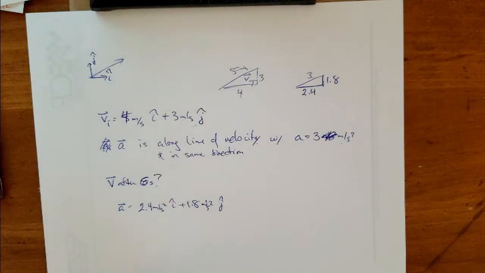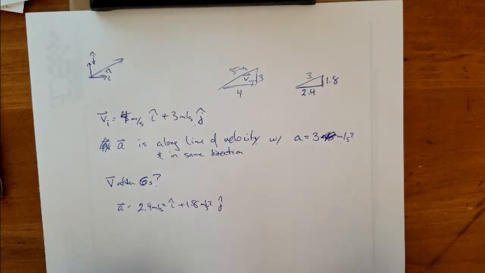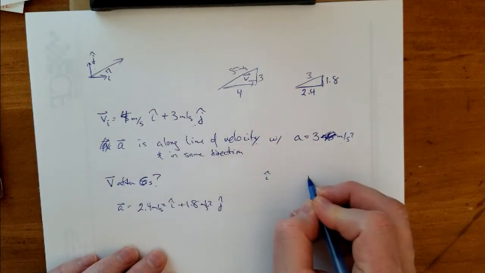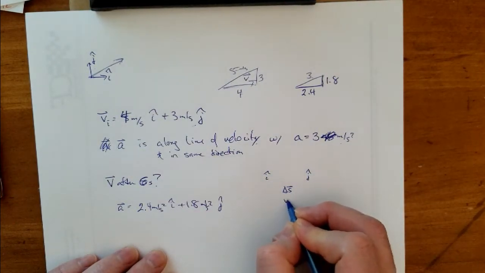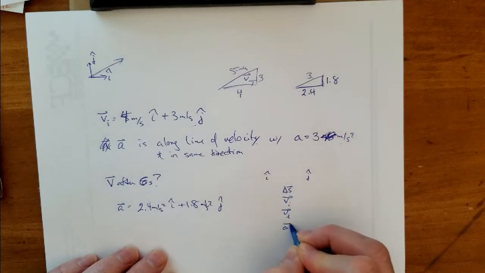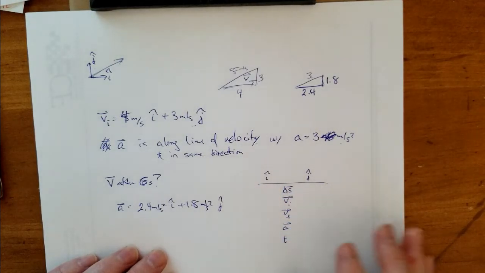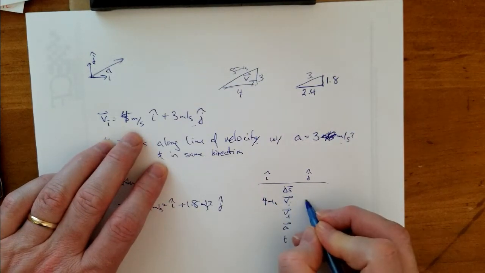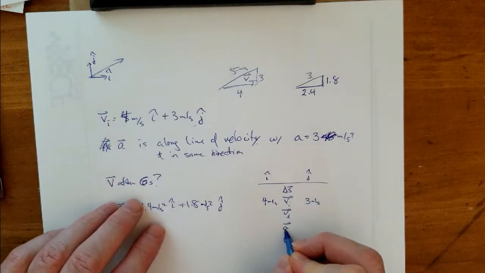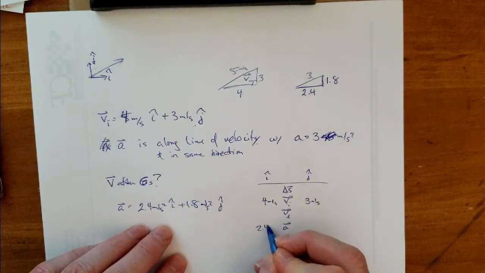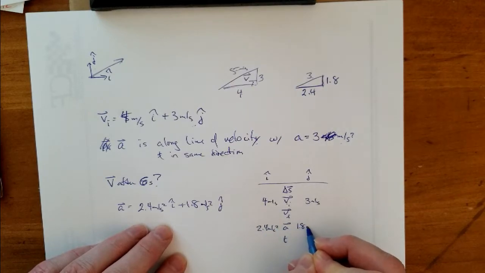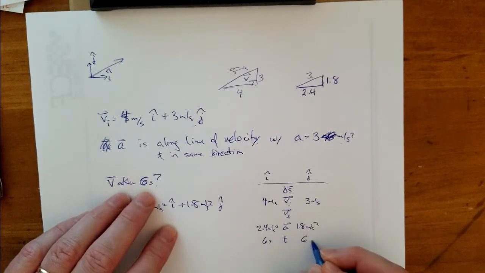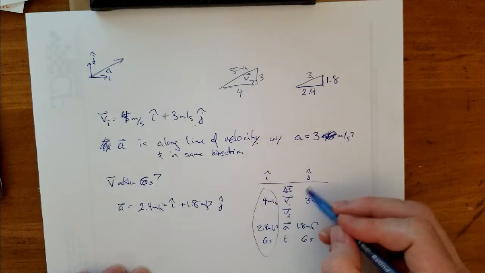I have my initial velocity. So if you're going to solve it this way, we need to, in essence, treat this as two separate problems here. So I have my I hat and J hat, and then delta S, VI, VF, A, and T. And so I'm basically going to break it down. So this is 4 meters per second, and in the J hat direction, this is 3 meters per second. My acceleration is 2.4 meters per second squared and 1.8 meters per second squared, and 6 seconds. Time's the same regardless of which direction you're going in. And so I can treat this as two separate problems here.